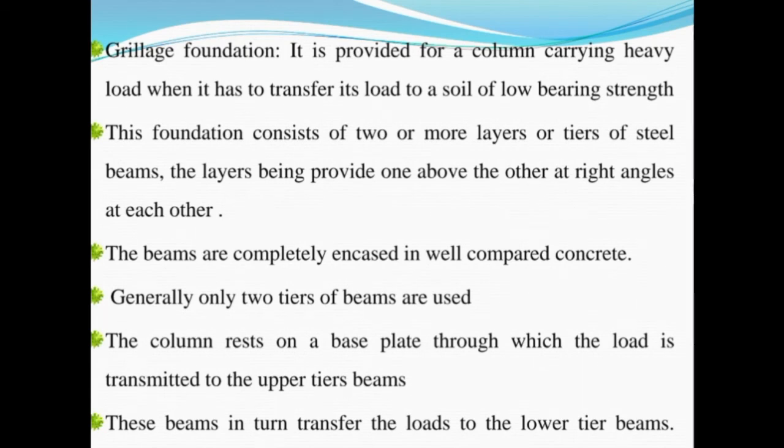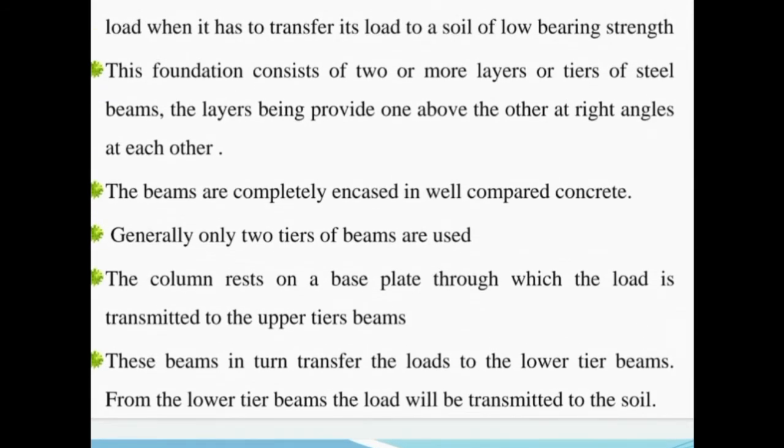Here the foundation consists of two or more layers or tiers of steel beams, and these layers are provided one above the other at right angles to each other, which means they are perpendicular to each other. These beams are completely encased in well compacted concrete, and generally only two tiers of beams are used. The column rests on the base plates through which the load is transmitted to the upper tier beams, and these beams in turn transfer the loads to the lower tier beams. From the lower tier beams, the load is again transferred to the soil.